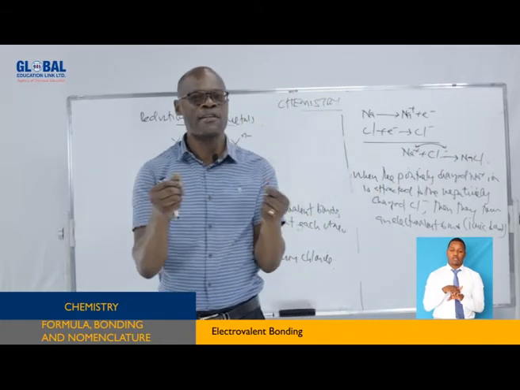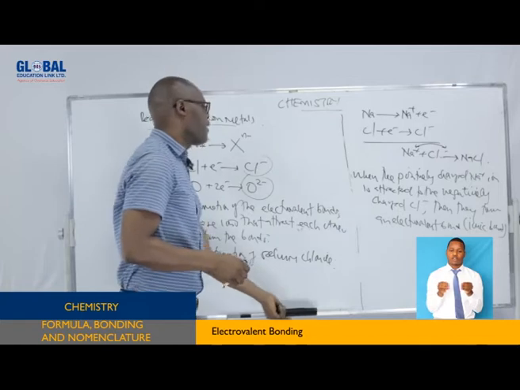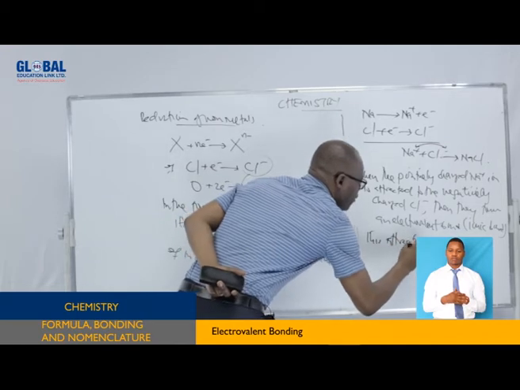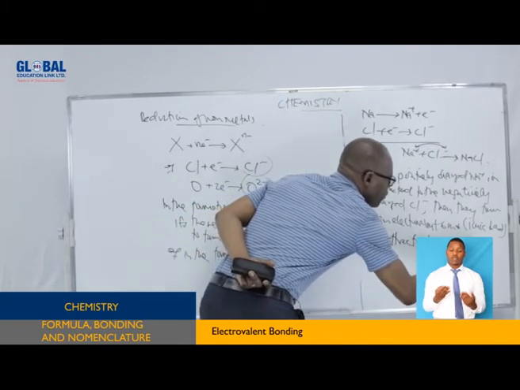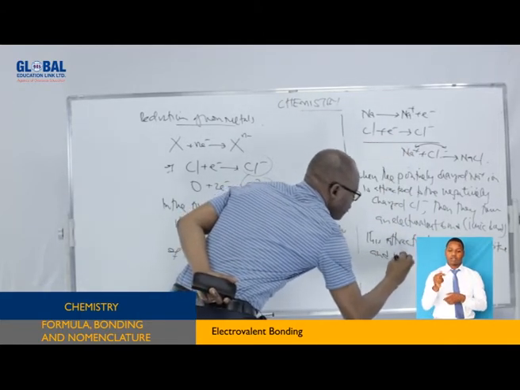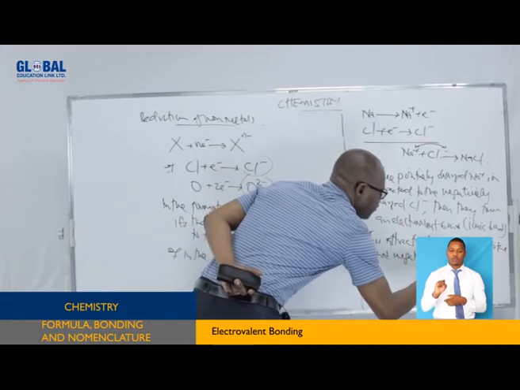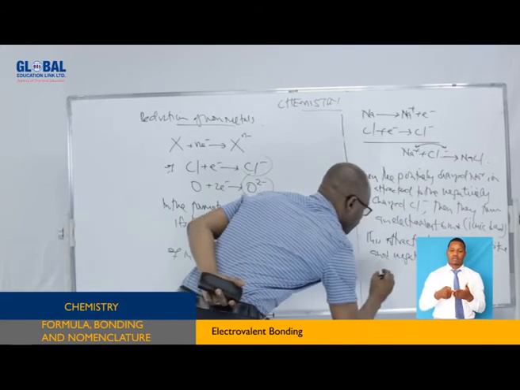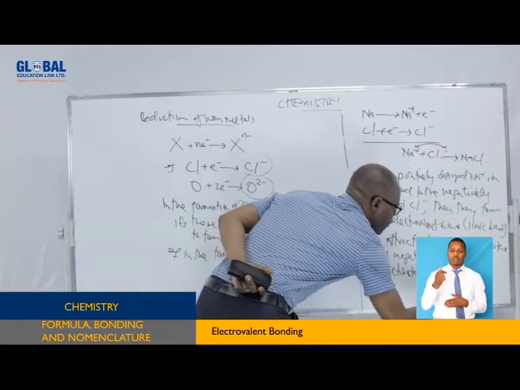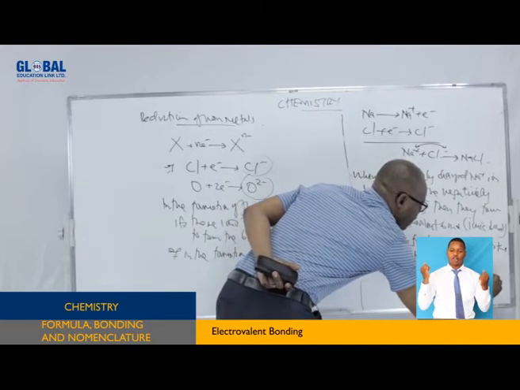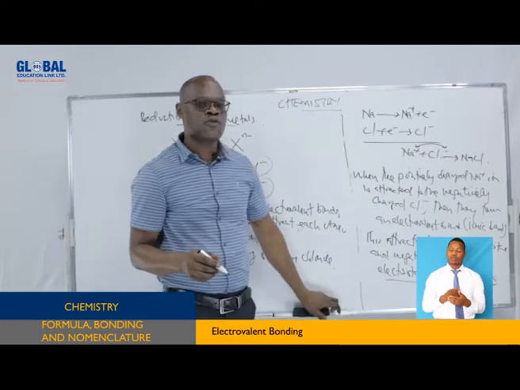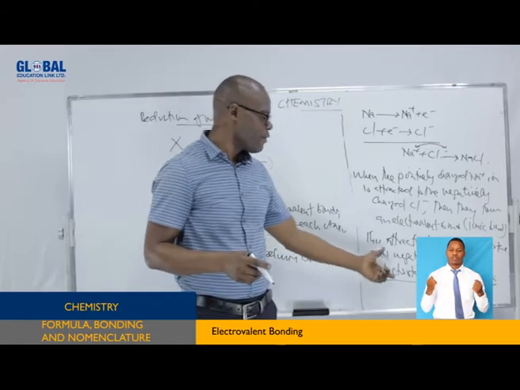Now, let's try to define this force of attraction. We talk about positive, negative, attract one another. Let's see how we define it in chemistry. This attraction between the positive and negative ions is called electrostatic force of attraction, which is very, very strong. That's why ionic compounds are very, very strong.